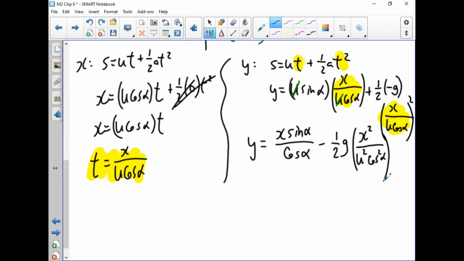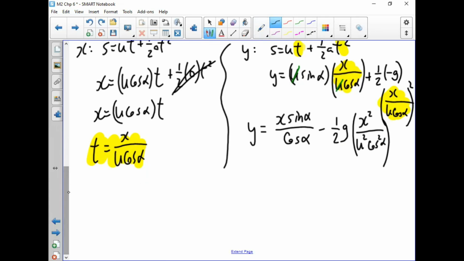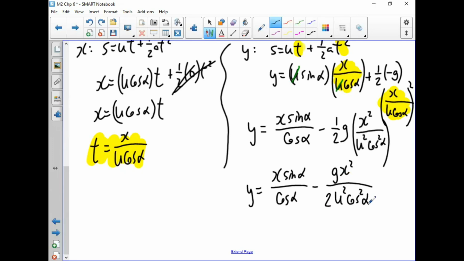Right, so where are we getting with this? Well, I'm going to continue to simplify a little bit first. So y equals x sine alpha over cos alpha, minus, if I put a g on top, gx squared over, put a 2 in the denominator, 2u squared cos squared alpha.